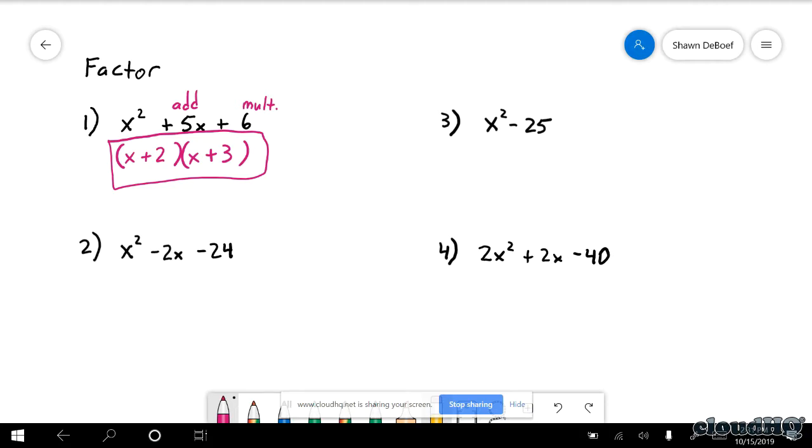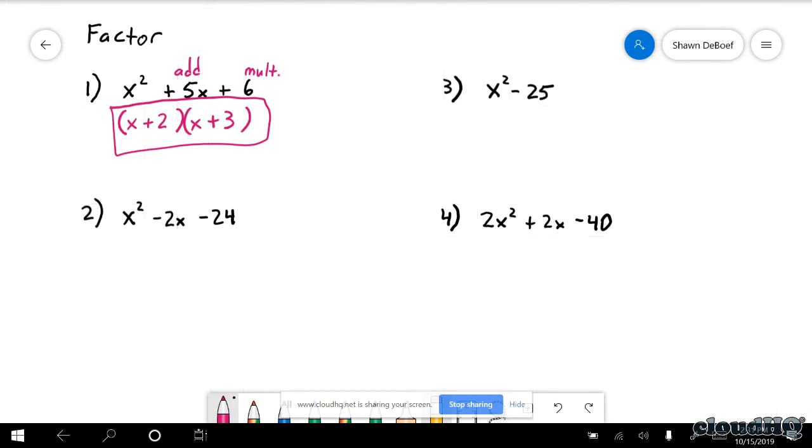Number 2, same idea. x and x, we need two numbers that multiply to make -24, that add to make -2. +4 and a -6. Once again, doesn't matter which one was first, as long as you get both of those factors.